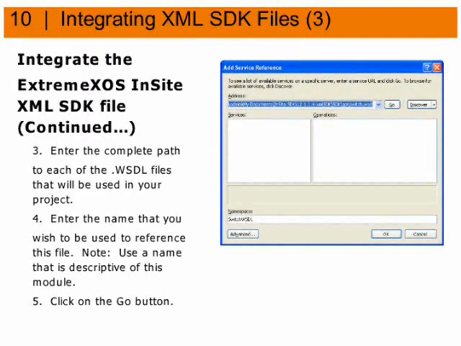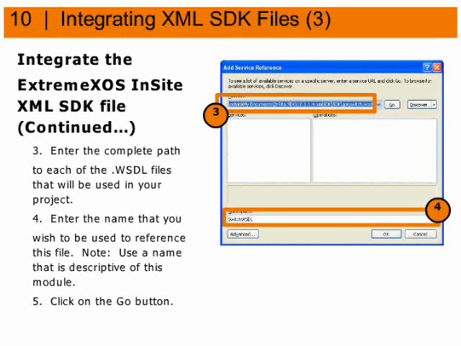Let's continue with integrating the XML SDK into your projects. Step 3. Enter the complete path to each of the .WSDL files that will be used in your project. More than likely, you will integrate the switch.WSDL file and the exos.WSDL file. Unfortunately, because this panel does not allow you to browse for the file you wish to integrate, you will have to enter the path to these files into the file input box manually. Remember to include both the path and the file name in the input box.